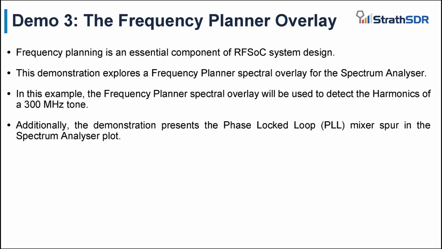Demonstration 3 is on a frequency planner spectral overlay for the RFSoC spectrum analyzer. As you will learn later, frequency planning is an essential component of RFSoC system design. This example uses the frequency planner spectral overlay to detect the harmonics of a 300 MHz tone. Additionally, the demonstration presents the phase-locked loop mixer spur in the spectrum analyzer window.